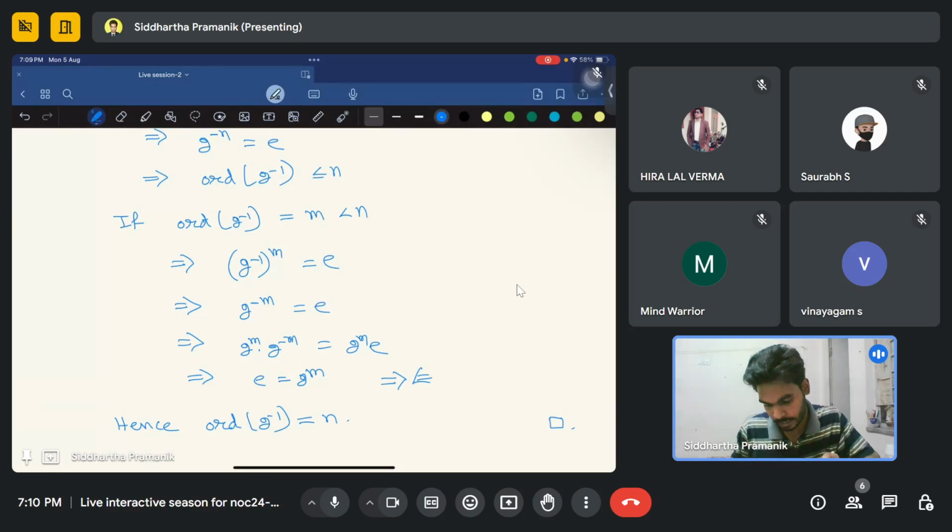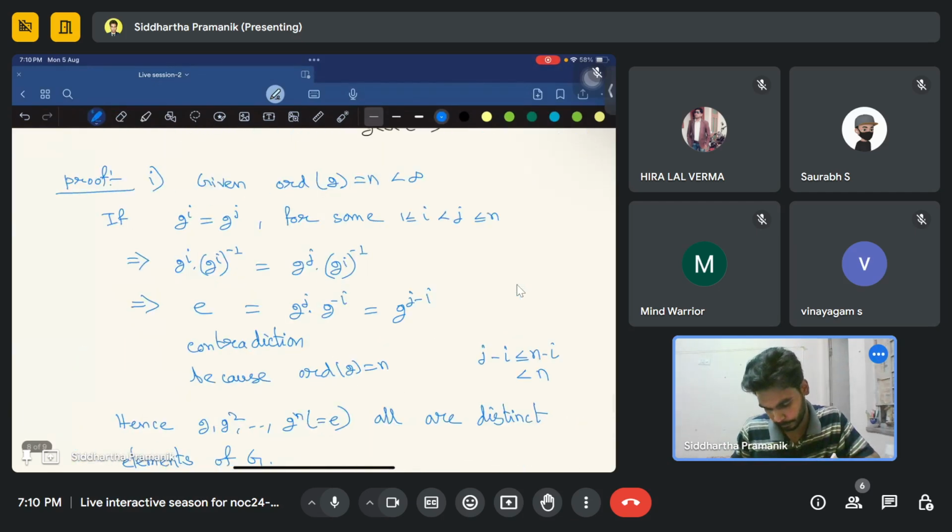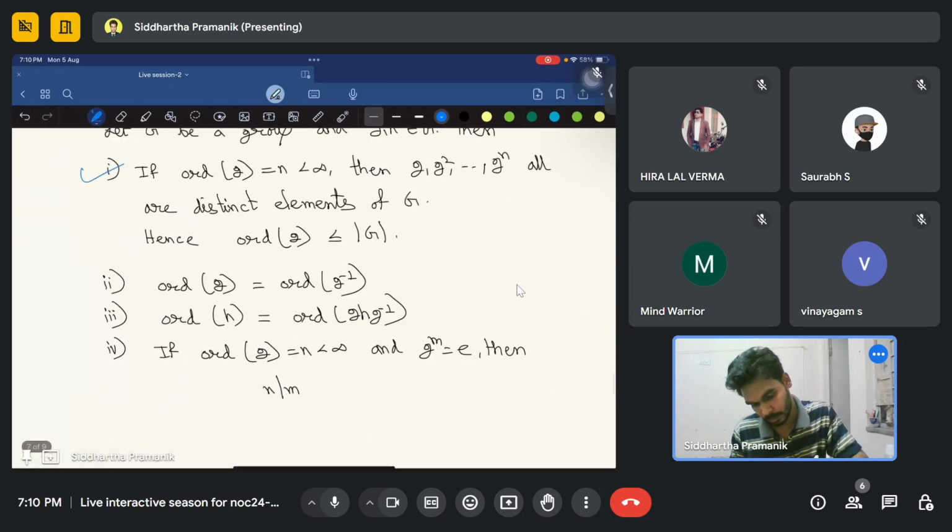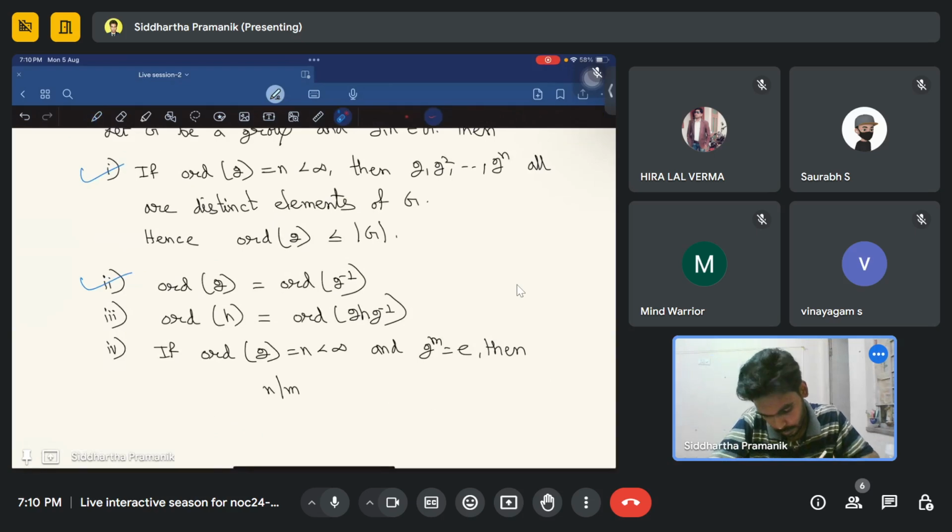Okay, so let's move on to the next property. So the second one is also done. The third one is that the order of H is the same as the order of gHg inverse. This proof is the same as the second one, so I am not going to do that. You can try to prove this on your own, or if you have doubts, you can post in the discussion forum.